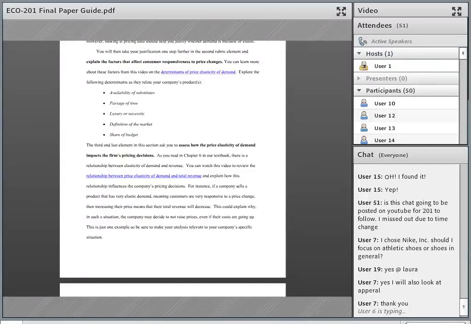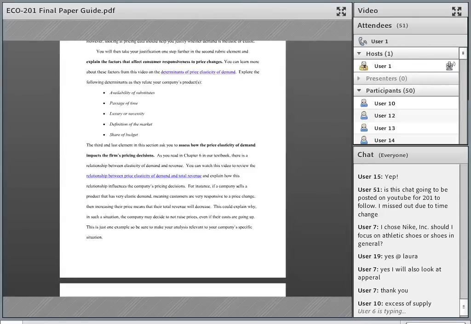Awesome. All right. And lastly, this element is asking you to assess how the price elasticity of demand impacts the firm's pricing decisions. So what this is getting at is, how does a company decide to increase prices or decrease prices? Like, why would they give a coupon, right? Lori mentioned coupons. What prompts that pricing decision?